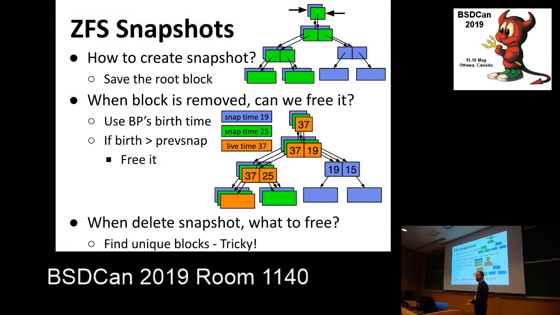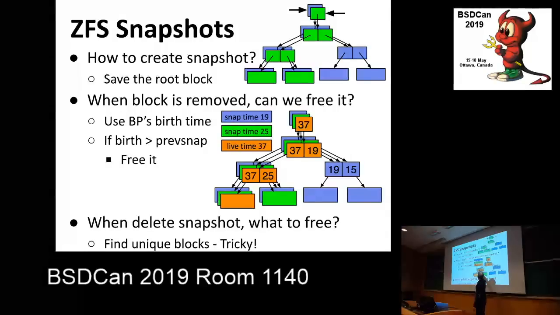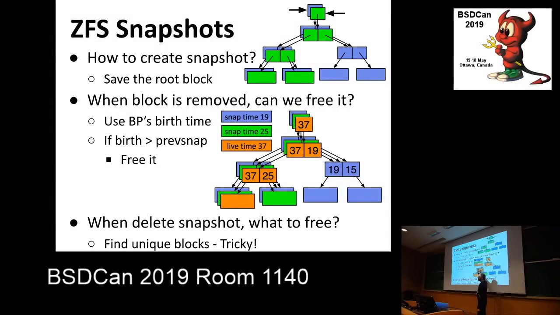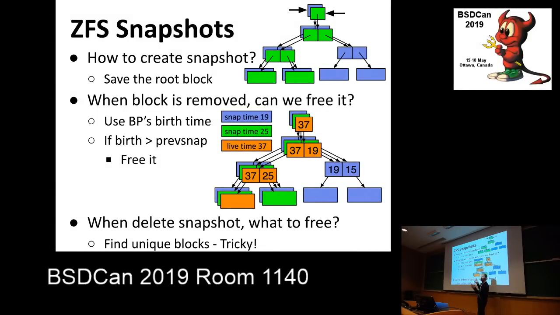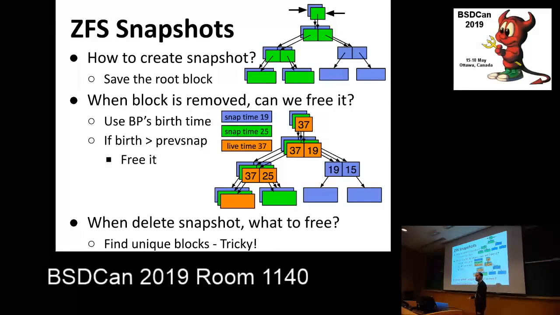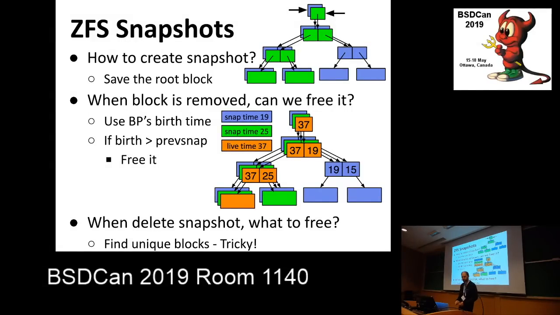So whenever we're removing a block, we have this block pointer available to us. And we can figure out if any snapshots reference it by just checking, is this time that the block was written after the most recent snapshot? If so, then no snapshots reference it. But if it was before the most recent snapshot, then at least that most recent snapshot references it, so we can't free that block.